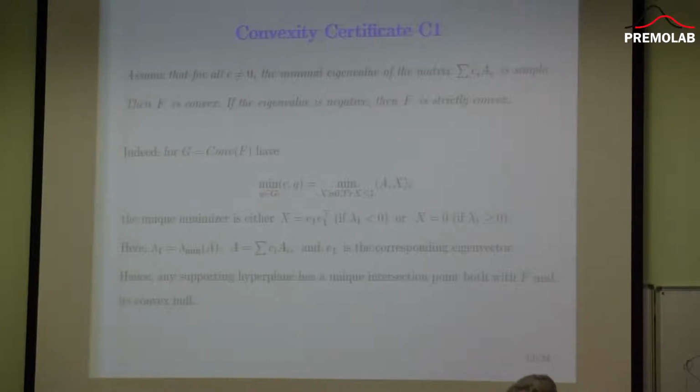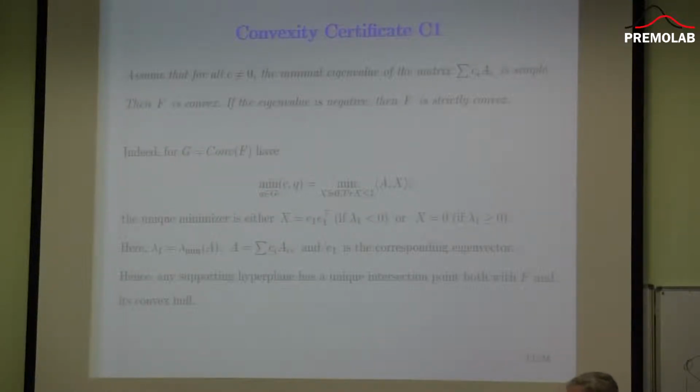Also, the convexity certificate is very simple. It's again for the homogeneous case. Assume that for all C, the linear combination of matrices has a simple minimal eigenvalue. So it's not of multiplicity 2, 3, and so on, but it's always simple. Then our image is convex.